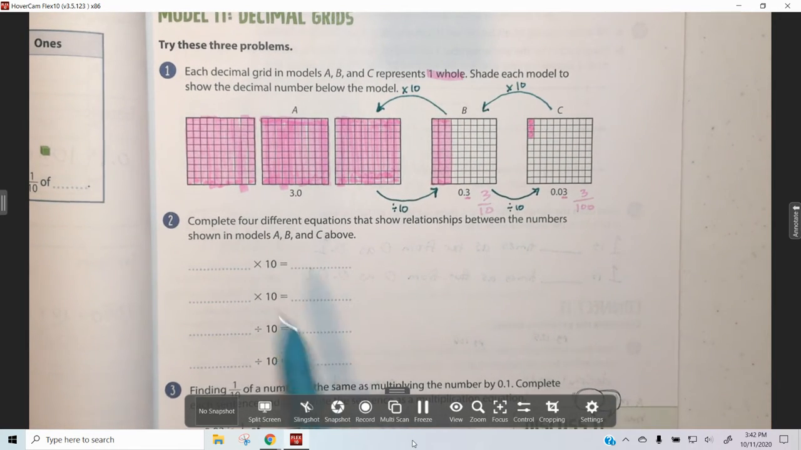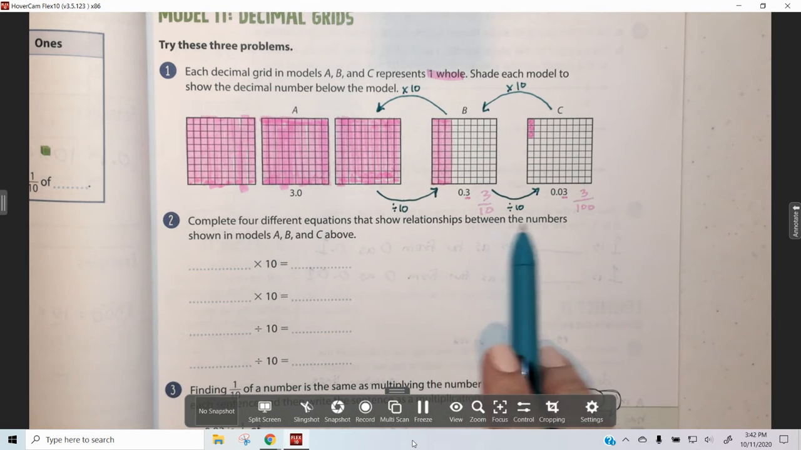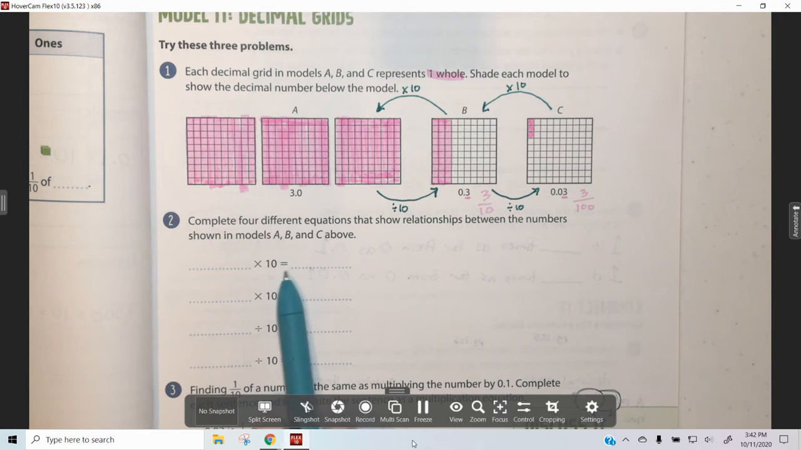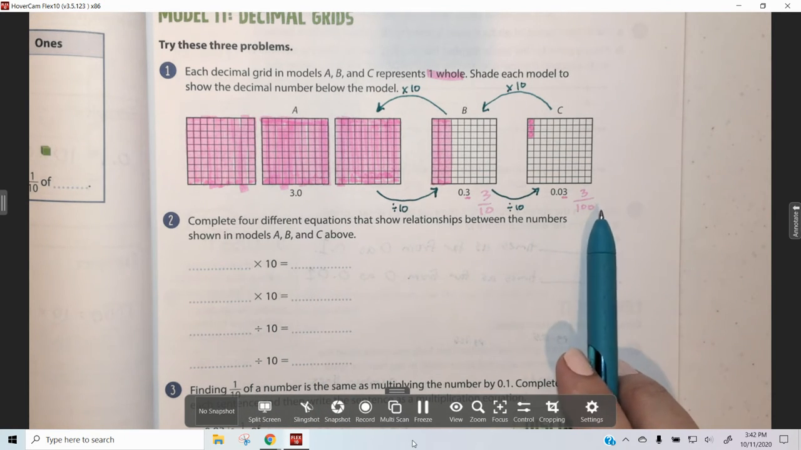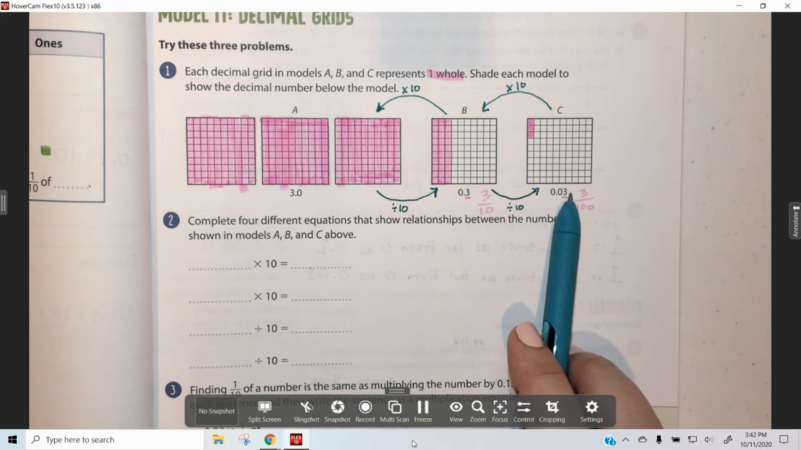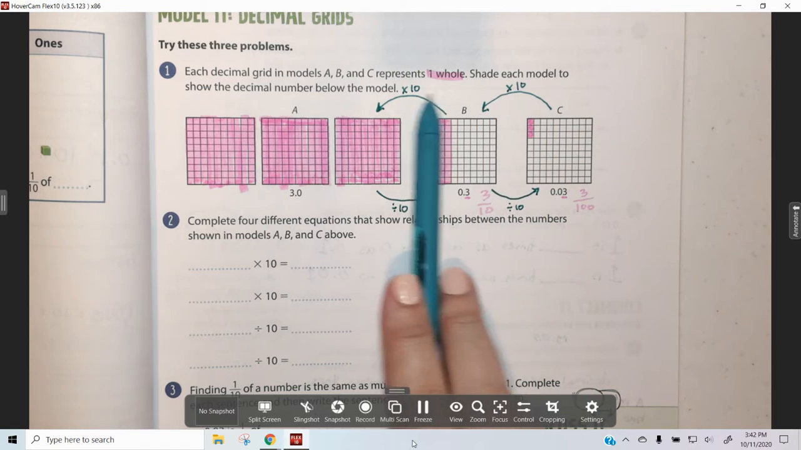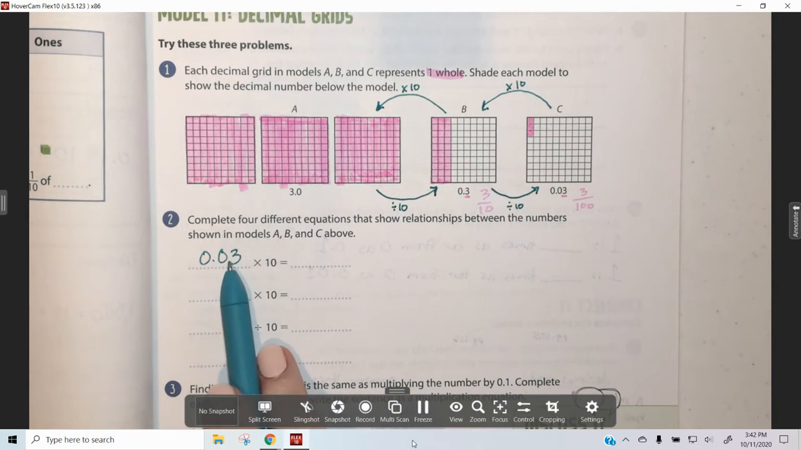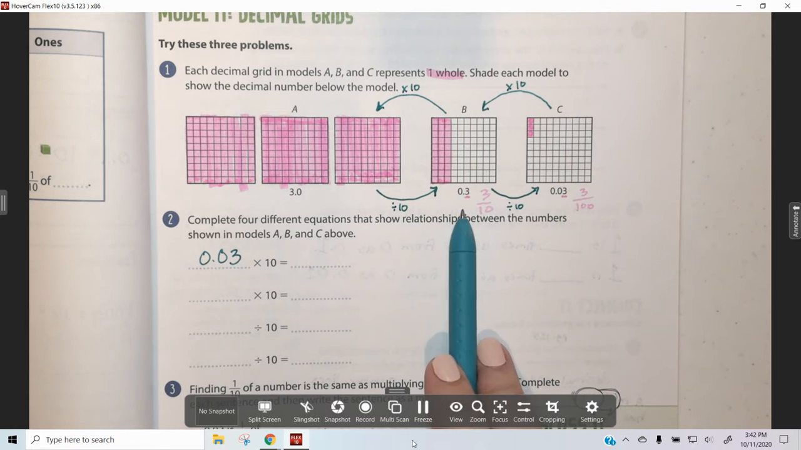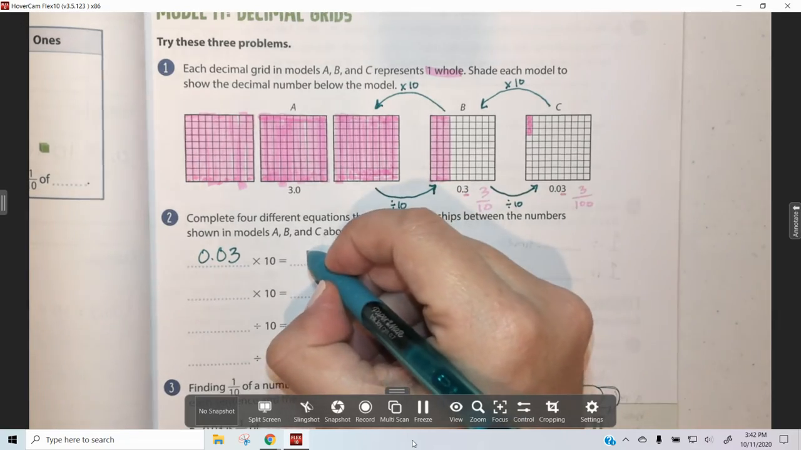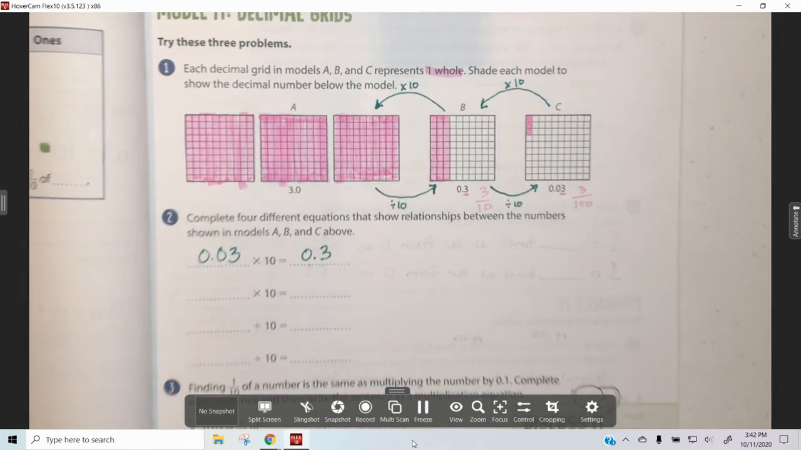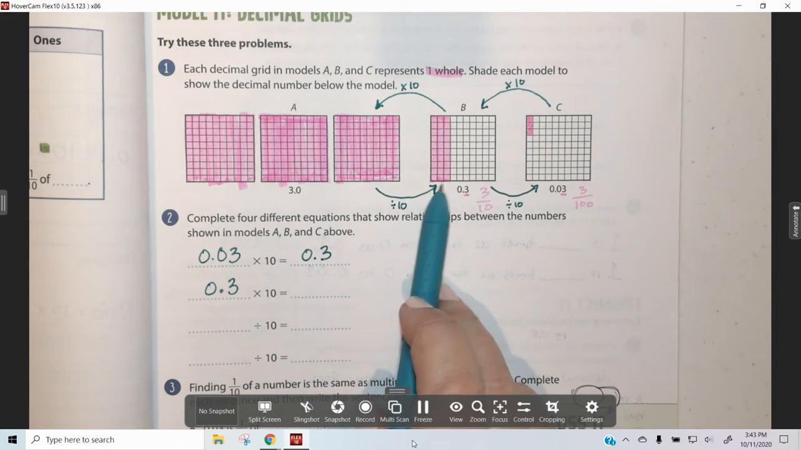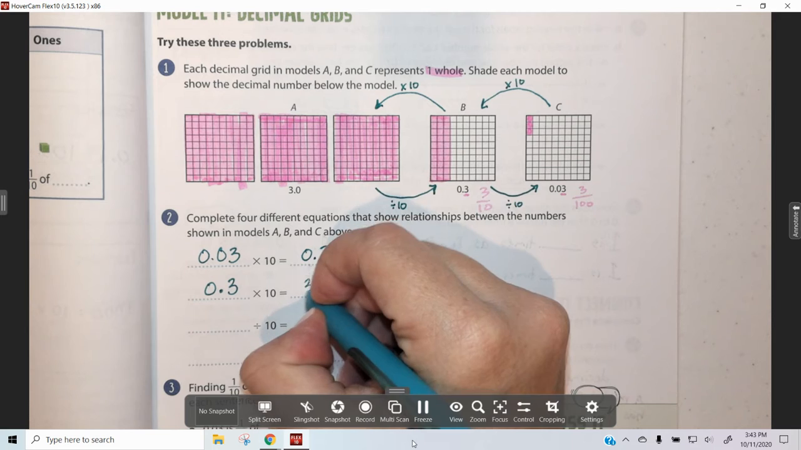So now it says, complete 4 different equations that show relationships between the numbers shown in models A, B, and C above. So what times 10 equals something? Let's start with our 3/100ths, because if we're multiplying by 10, our arrow moves to the left. When we multiply 3/100ths times 10, what do we get? That's right, we get 3/10. When we multiply 3/10 by 10, what do we get? 3 wholes.